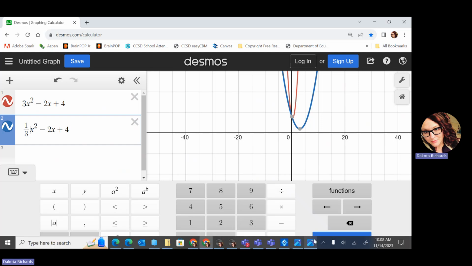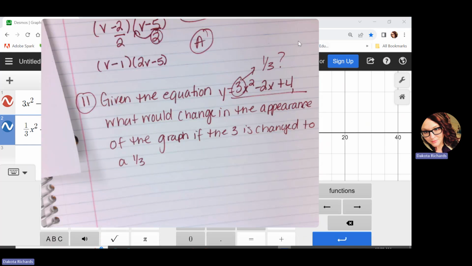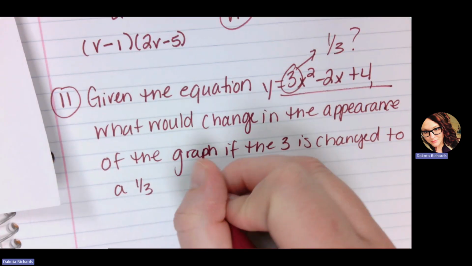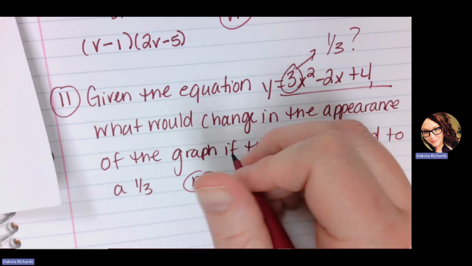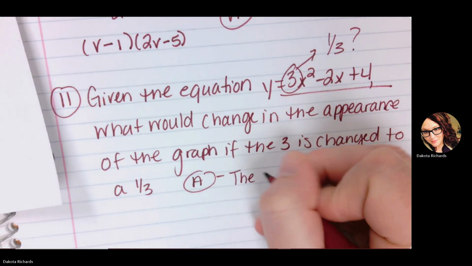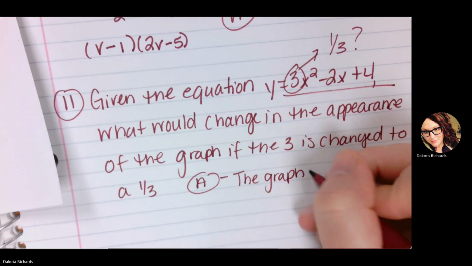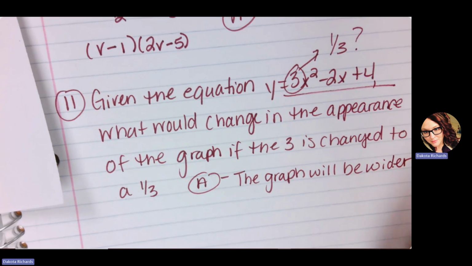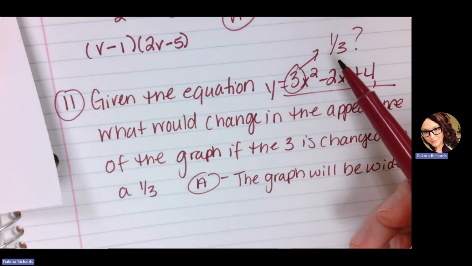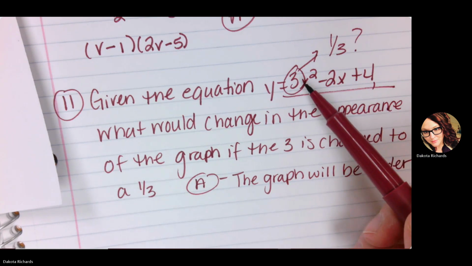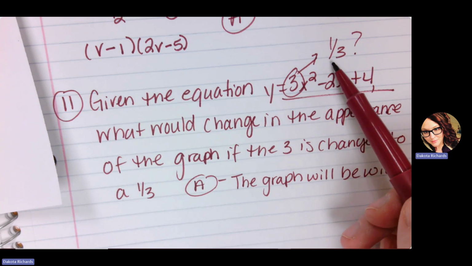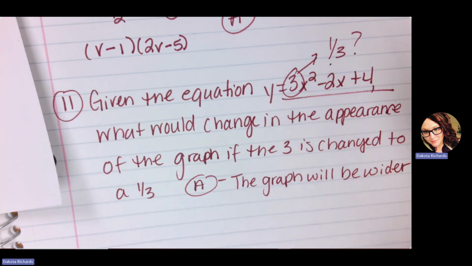Let me see where I'm at. Answer choice A. And A says the graph will be wider. But remember, if it's a stretch, if it's above 1, if it's a shrink, if it's between 0 and 1, like 1/3. Okay, and I give you study sheets about that.